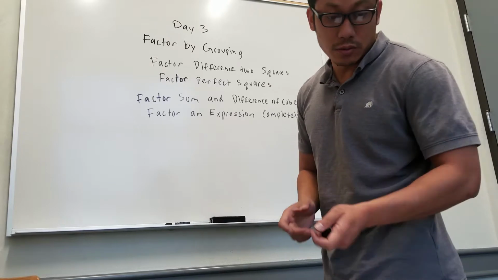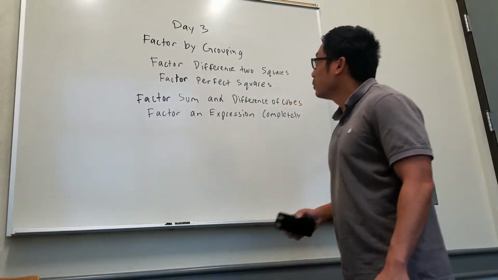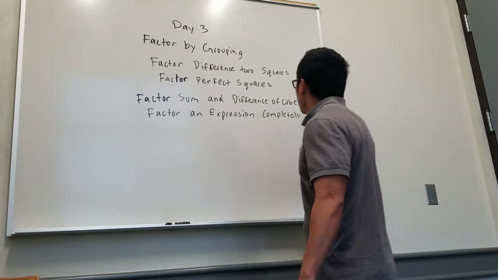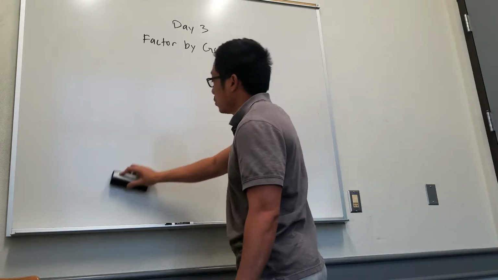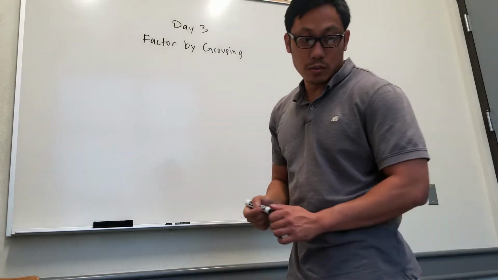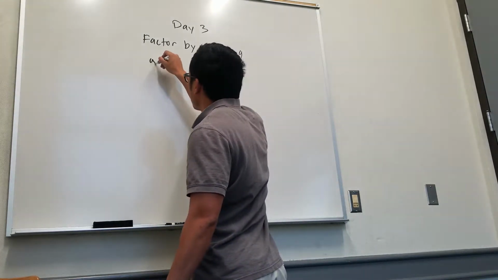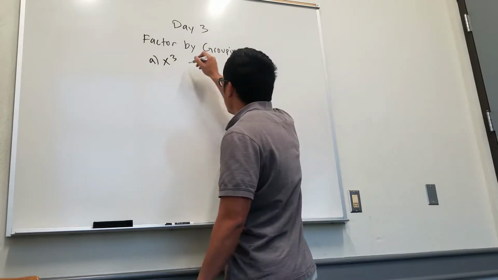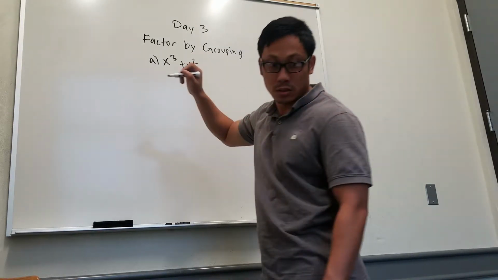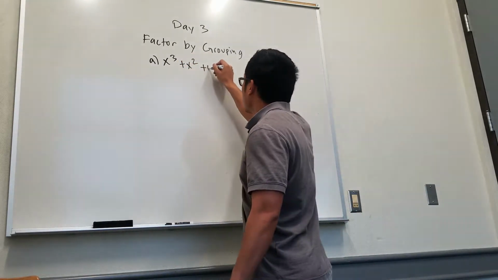Okay, so let's do the first step. It's factor by grouping. First one. Factor by grouping. So we have the problem x cubed plus x squared plus 4x plus 4.